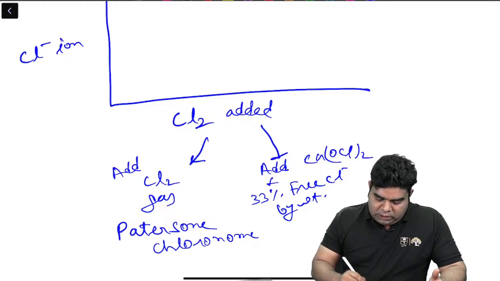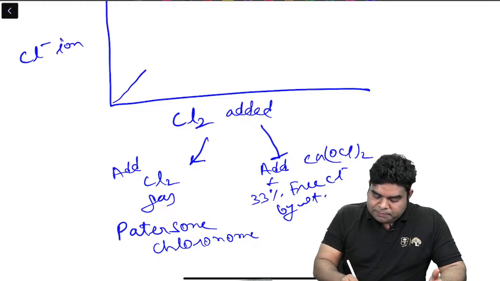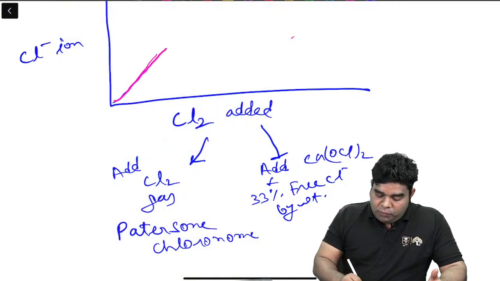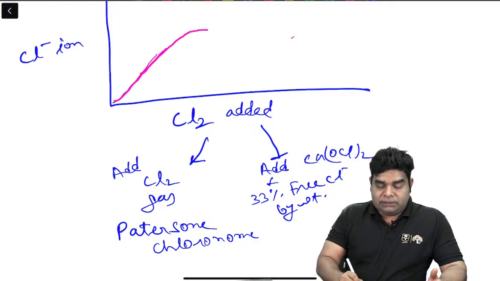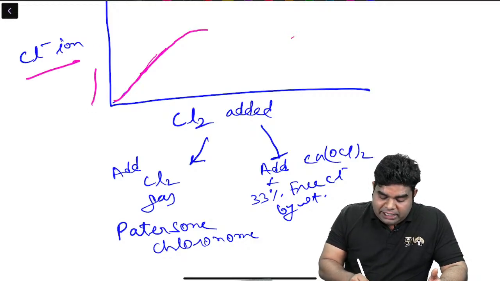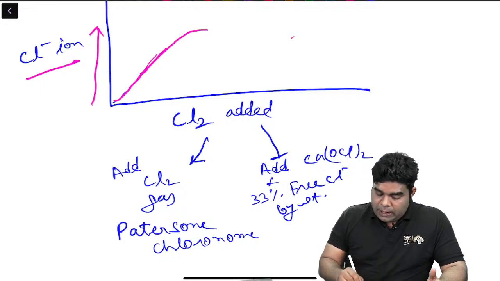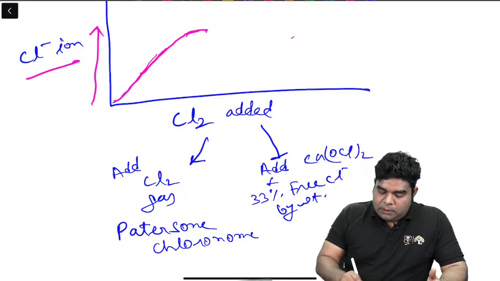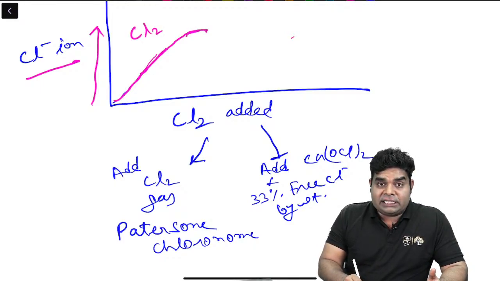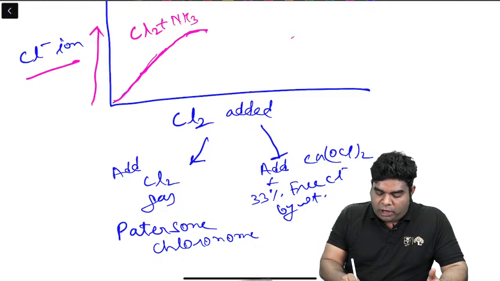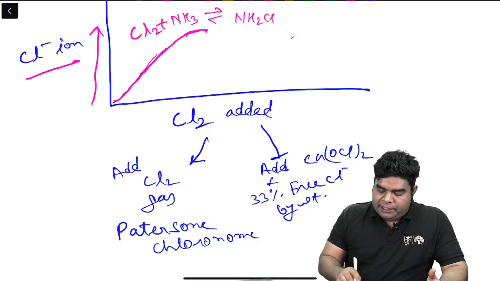So gradually we will keep adding the bleaching powder, or we will keep adding the chlorine gas. When we are adding the chlorine gas, there will be increase in the free chlorine ion. But this chlorine which we are adding will combine with the ammonia in the water, and they will form chloramine ion.